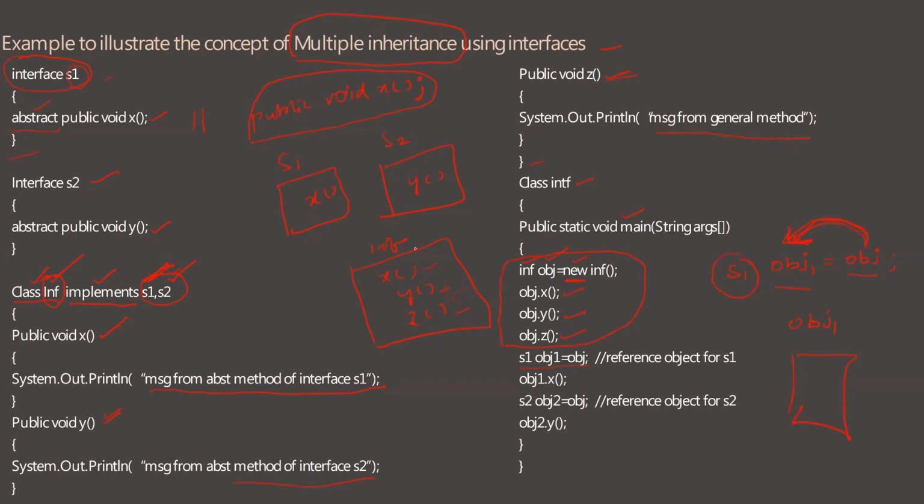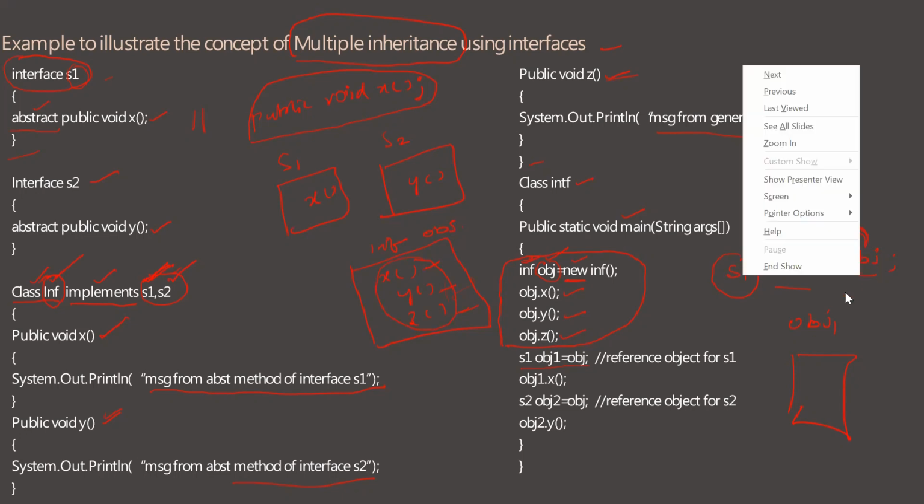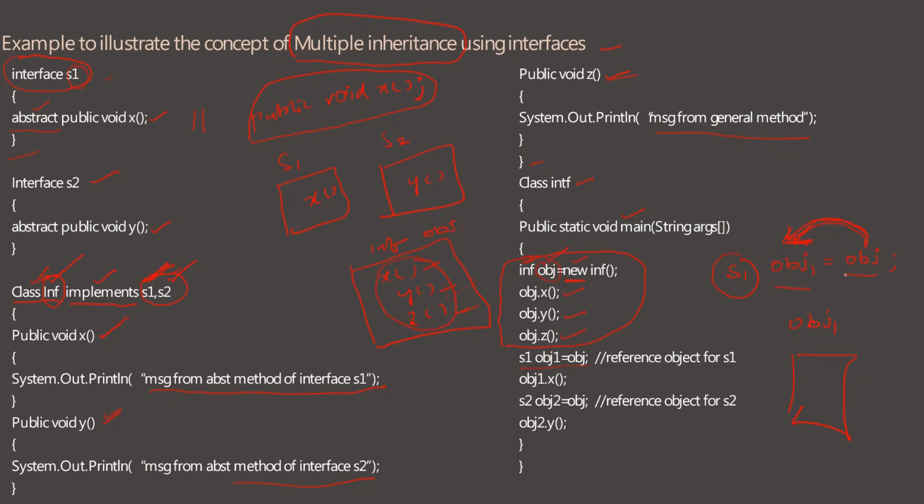So in obj, this is the INF object, right? Because you have created an object for INF. So this is obj. It has X method, Y method, and Z method. It has to copy all these methods into your obj1, because you're saying obj1 equals obj. But it is not going to copy everything, only the properties related to S1 will be copied from obj to obj1.